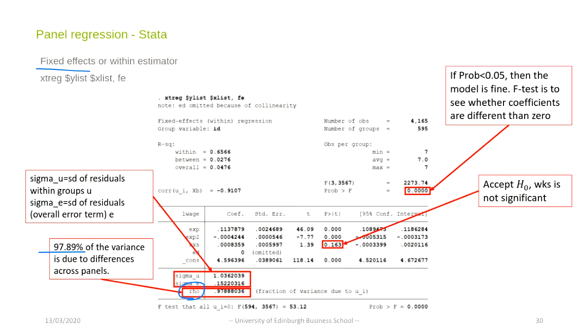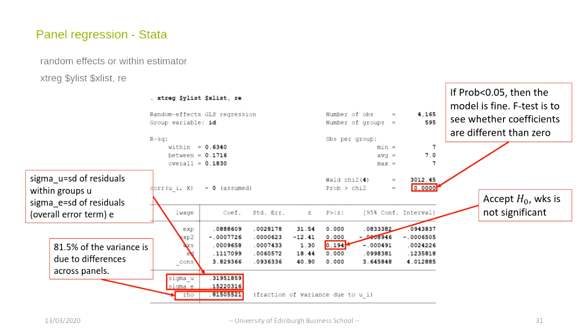Let's take a look at the next one. Actually, we also have a pretty high rho in here. This is roughly 0.81. That basically means that the difference between different individuals is still very high.